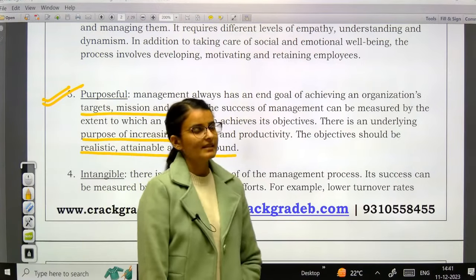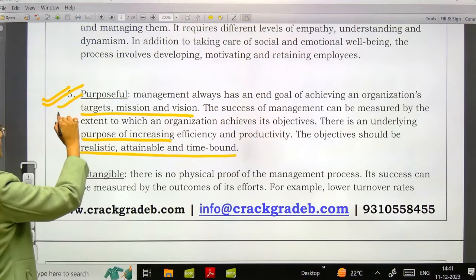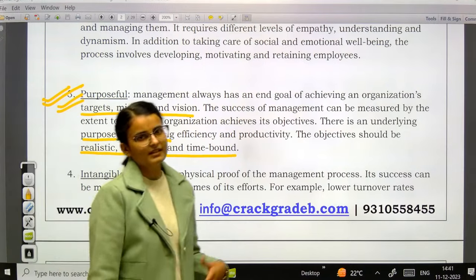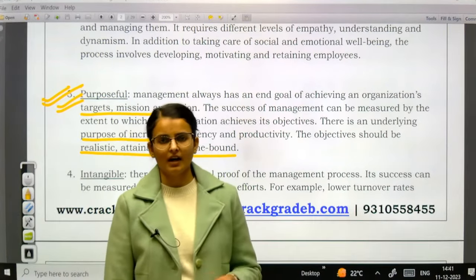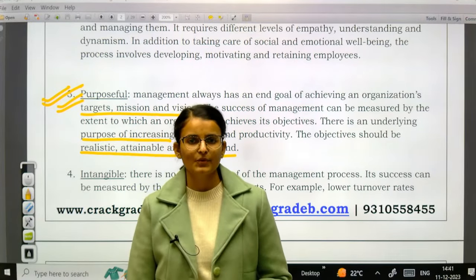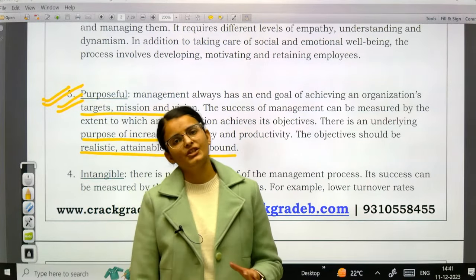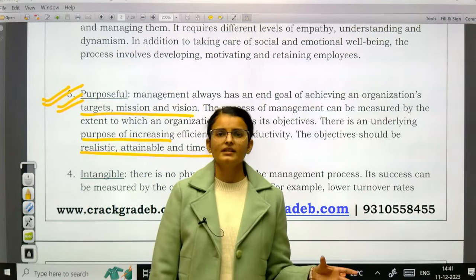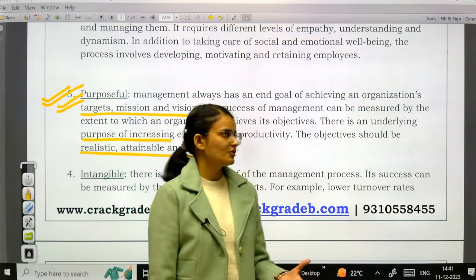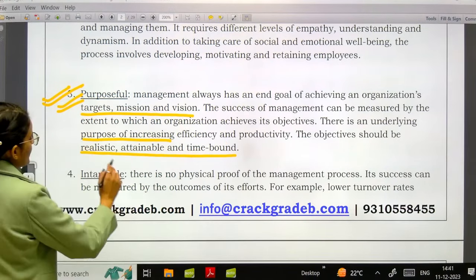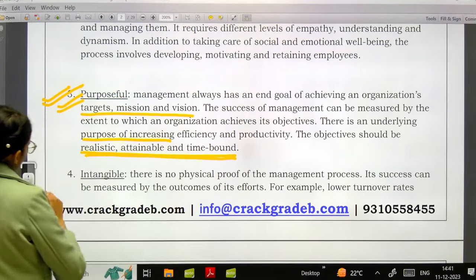So management is purposeful. Why? Because management is done to attain a specific target. Management is a continuous process, and this process will go on till a particular target is achieved, a particular set of goals is attained by the organization and employees of the organization. Okay, so it is time-bound, realistic, and attainable.